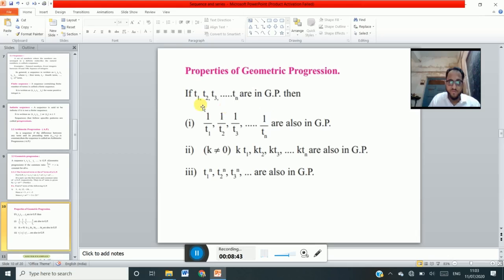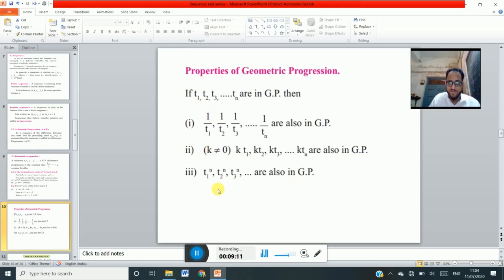If T1, T2, T3 up to Tn are in GP, then K into T1, K into T2, K into T3 up to K into Tn are also in GP, but only if K is not equal to 0. K is any constant, either positive or negative, but only not equal to zero. This is mandatory. So if this can form a GP, then this is also in GP.